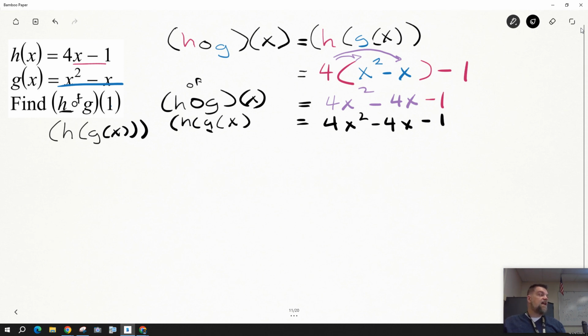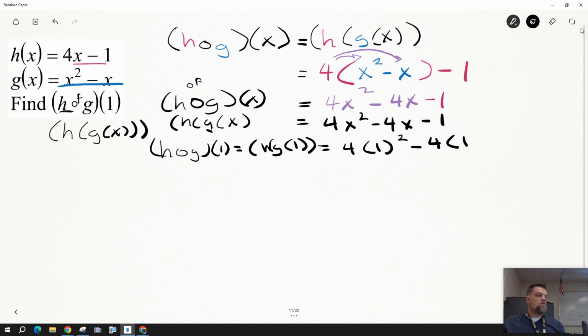Alright, so now the last thing they want us to do is evaluate that at 1. So if I say h of g of 1, that's the same as saying h g of 1, which is the same as saying 4 times 1 squared minus 4 times 1 minus 1.